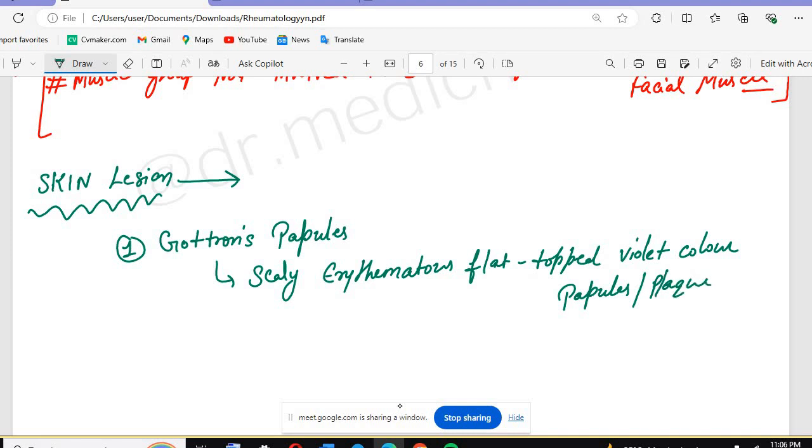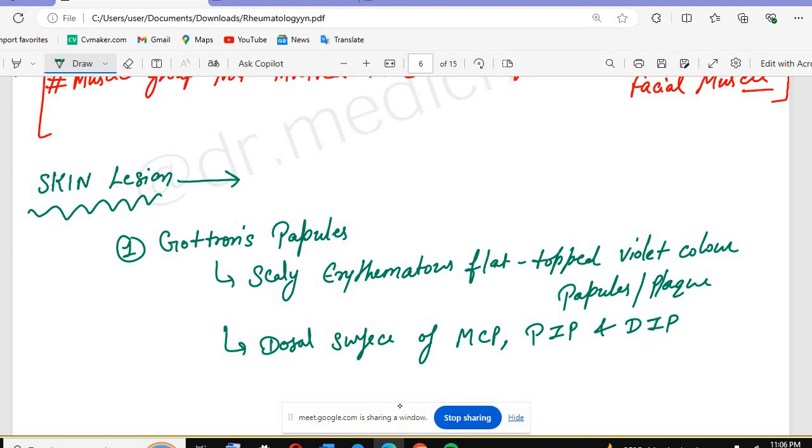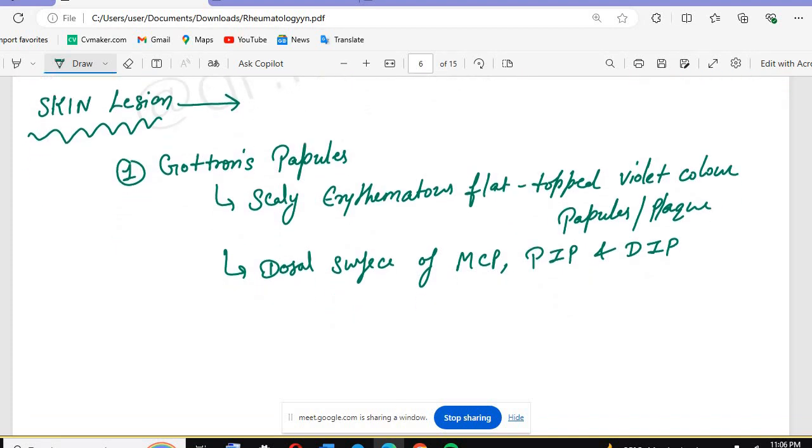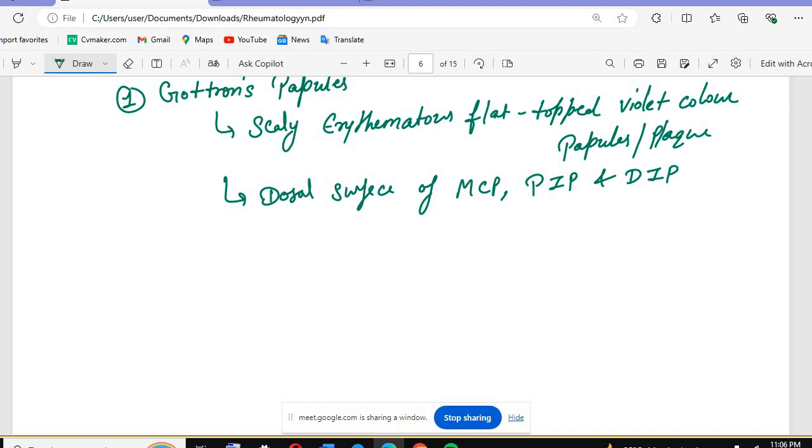That is known as the Gottron's papules or the Gottron's plaque. Remember where it will present: mainly on the dorsal surface of the metacarpophalangeal joint, proximal interphalangeal joint and the distal interphalangeal joint. They present at the dorsal surface of the MCP, PIP and DIP, and that is seen in around 30 to 40% of the cases.